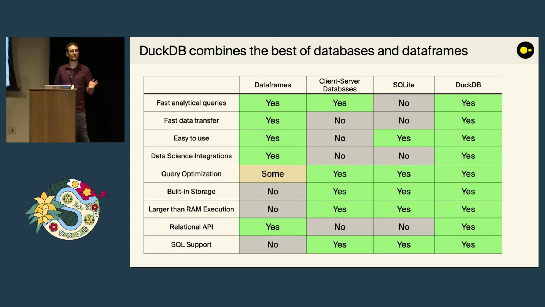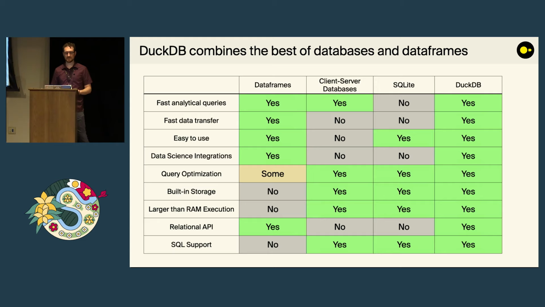Now, ease of use is also a little bit in the eye of the beholder, but everyone would imagine that managing infrastructure is worse than not managing infrastructure. So that's really why client servers are a little bit weaker. Data science integrations: if you look at any machine learning framework, do any of them accept a Postgres database as input? Do any of them take a Pandas data frame as input? How about a NumPy array, right? The data science ecosystem thrives on the data frame and the array format. It's very important to integrate with that.